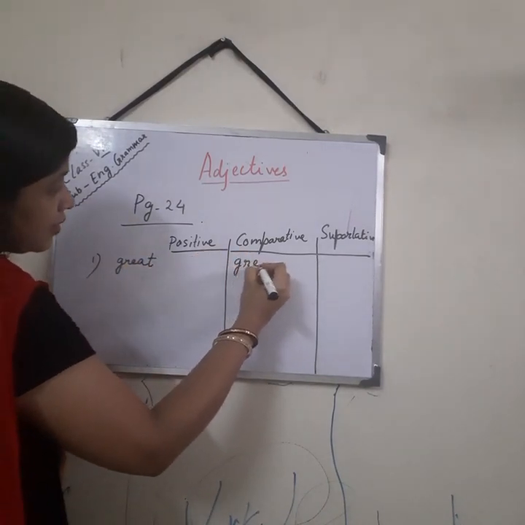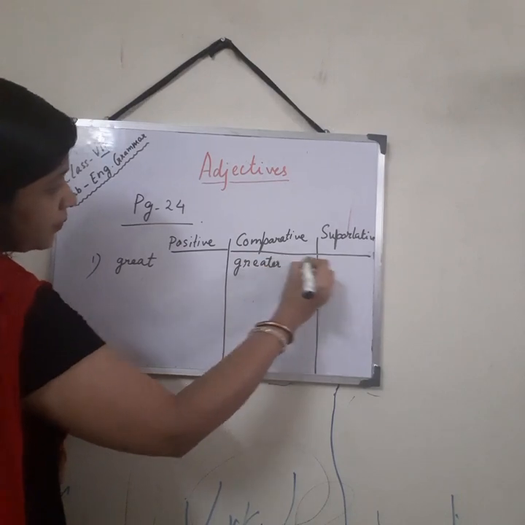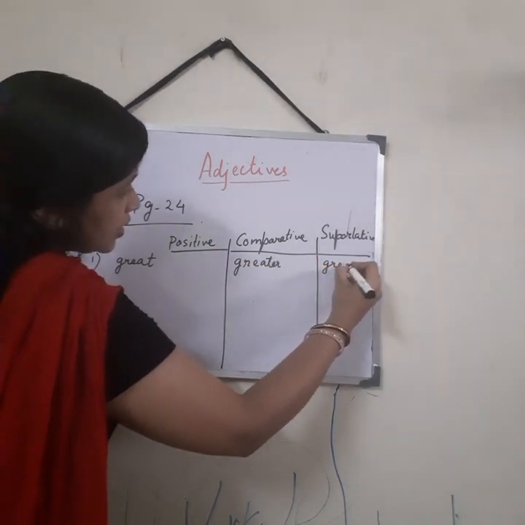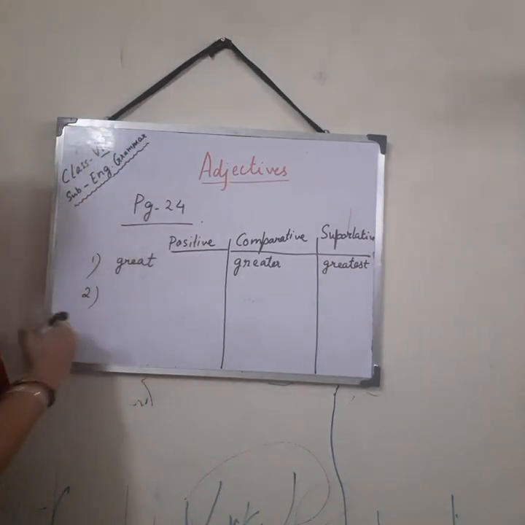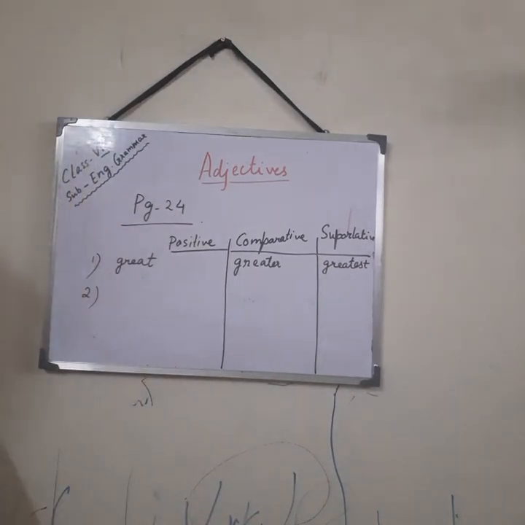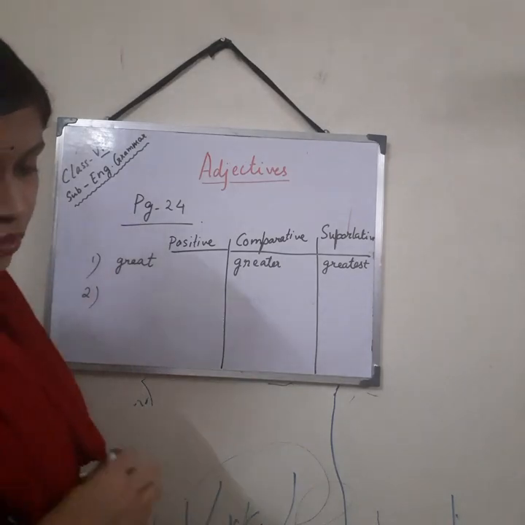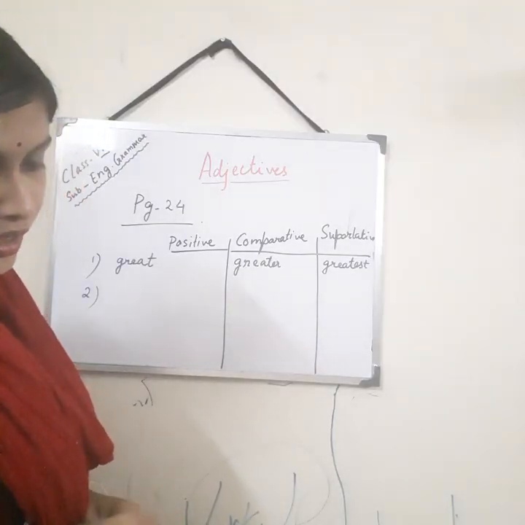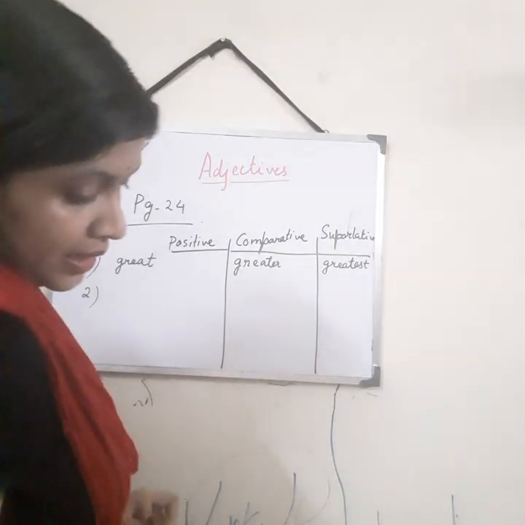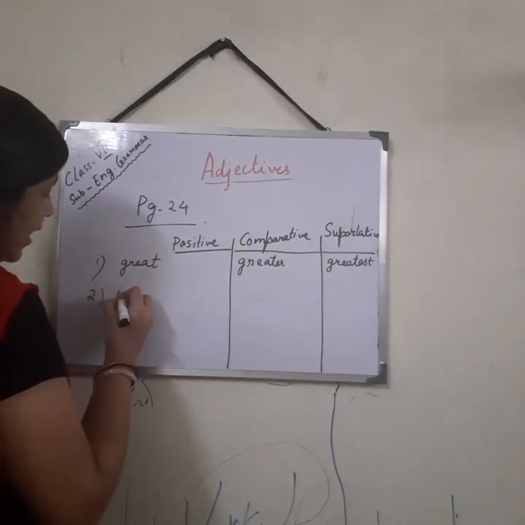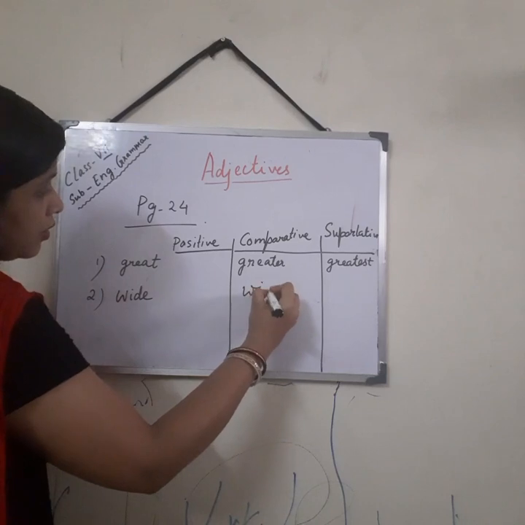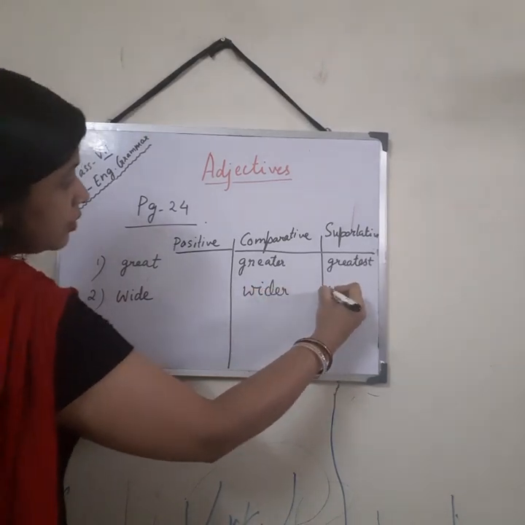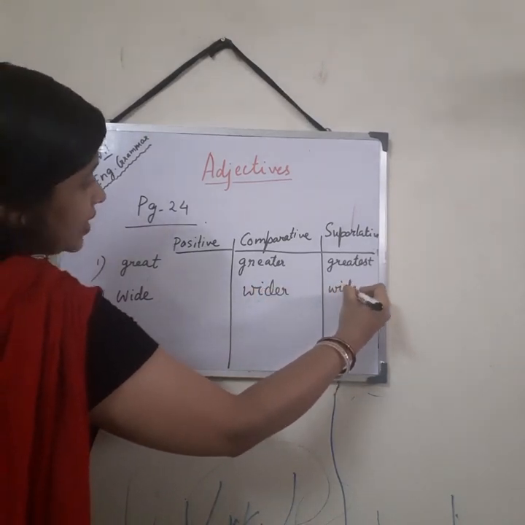Great, greater, greatest. Okay. Number 2, let us do large, strange, wise, wide. Let us do wide, wider, widest.